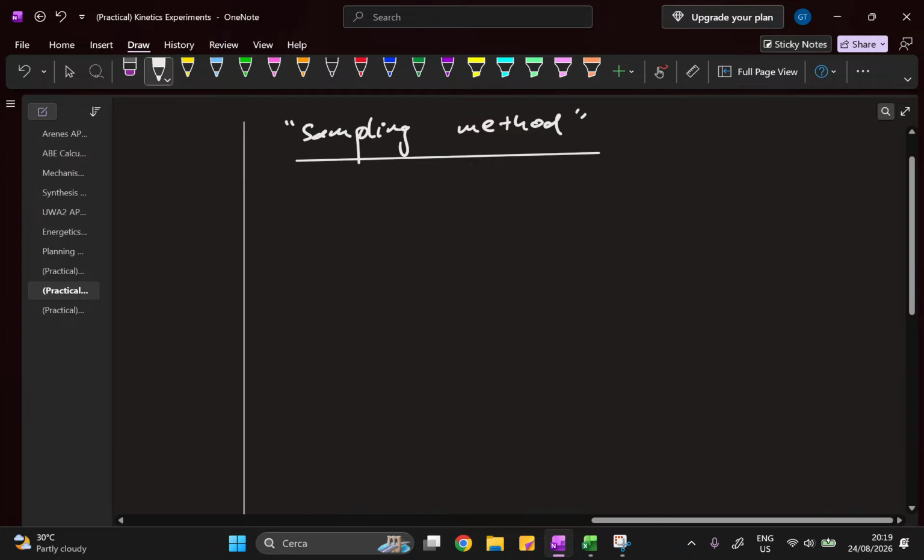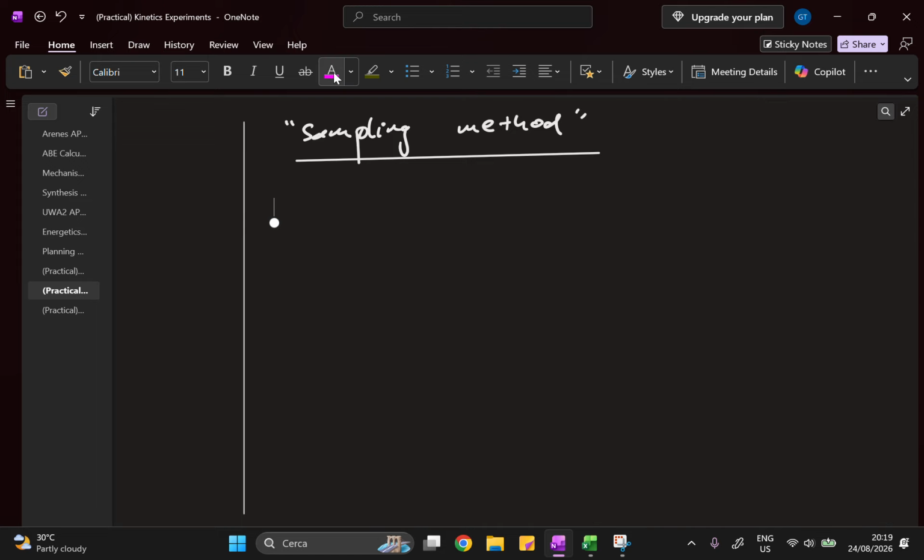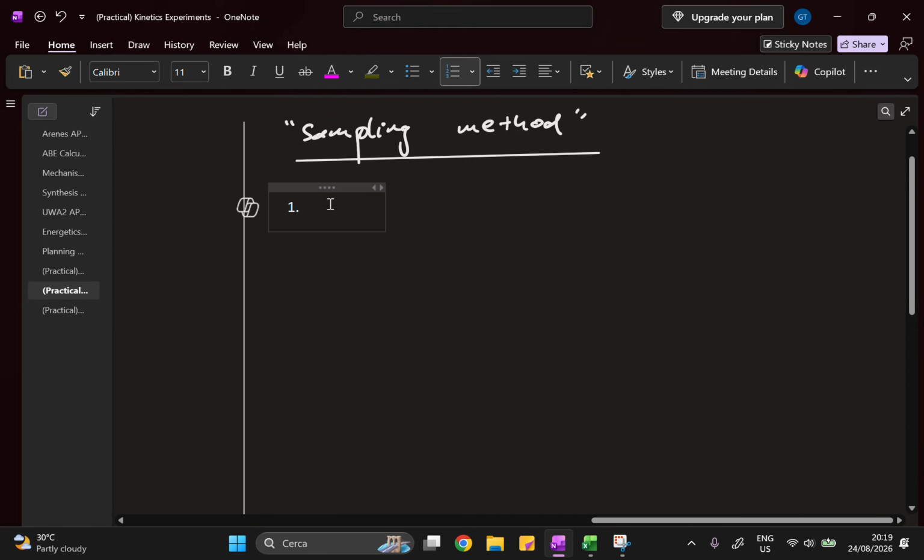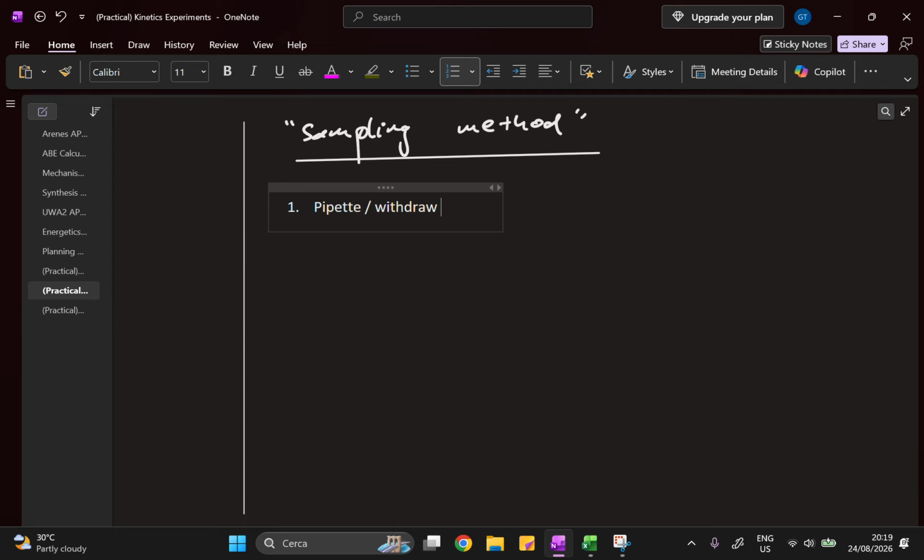Anyway, sampling method usually is sampling followed by titration. So I'm going to talk about sampling followed by titration. Two very important points for sampling followed by titration. The first point is, you have these various time points, right? Can you make sure, please, that you pipette or withdraw the liquid?